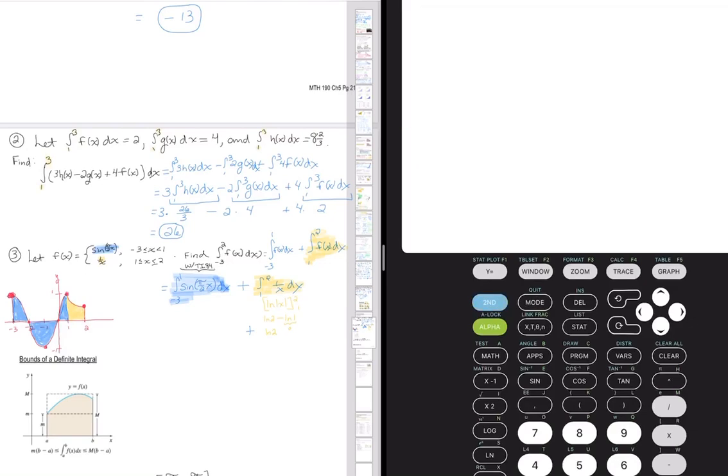So let's go into our math menu, and we want to go down to number 9, the integral. And we're going to integrate from -3 to 1. Since I have this function stored in y1, I could actually just enter y1 here, but let's just enter it from scratch. So let's do our sine of pi over 2 times x dx, and we'll hit enter.